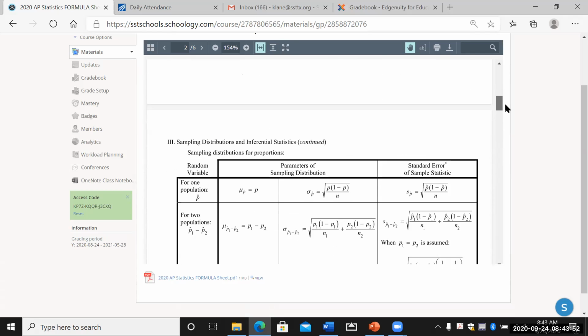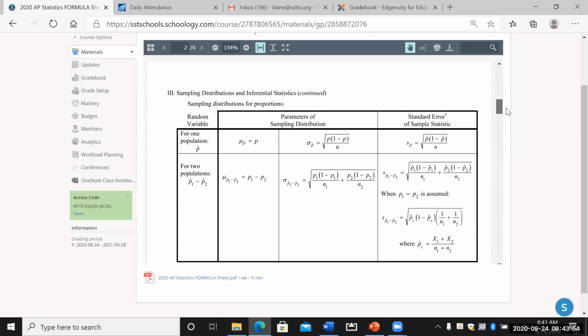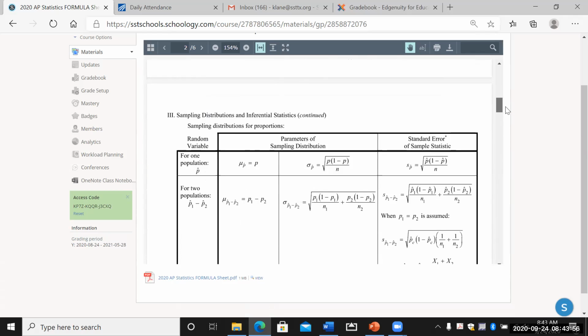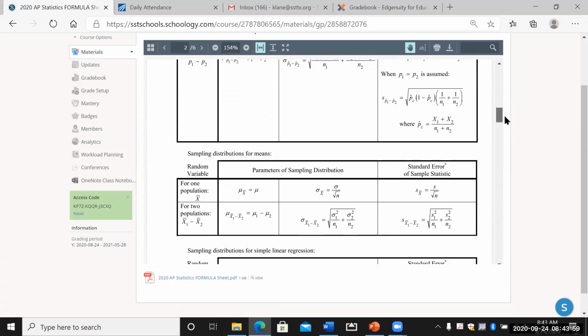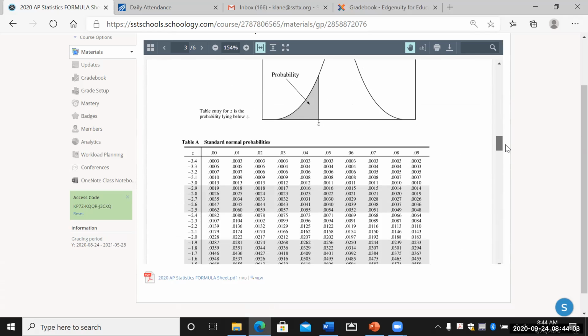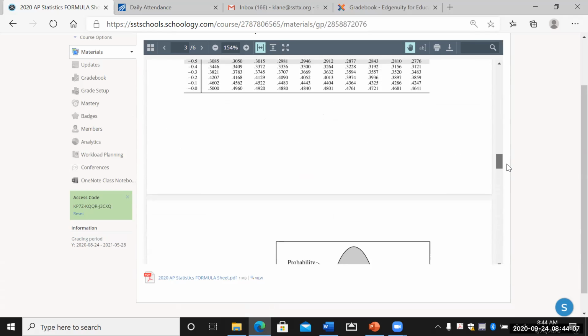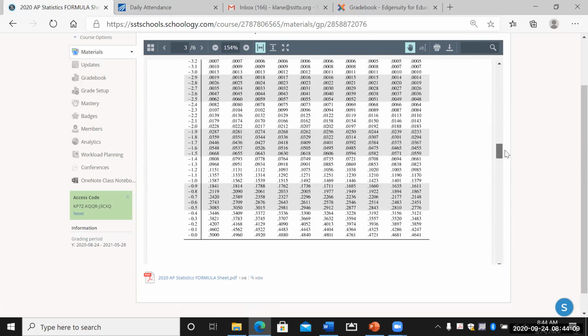What's nice is that for AP Stats, you don't have to memorize a lot of formulas. They provide them here on the formula sheet, but you do need to know where they are, how to utilize them, what the variables represent, okay? So again, if you do have a printer at home, I suggest printing this. That way you have access to it while you're working on homework and whatnot.